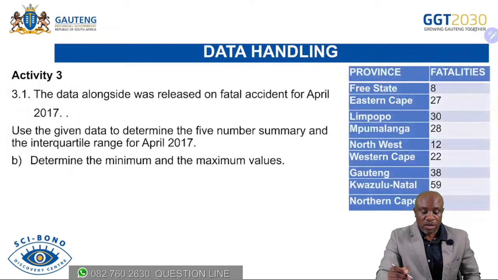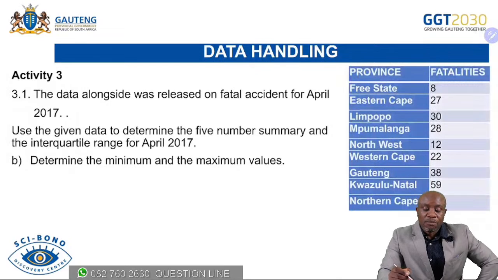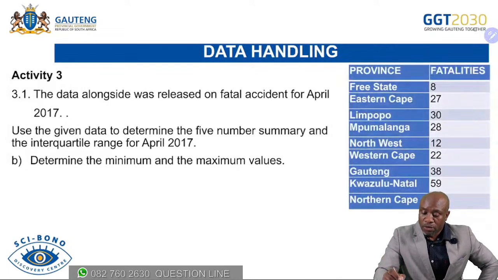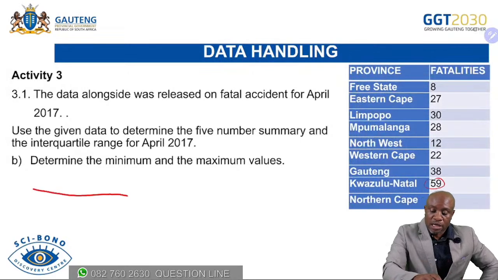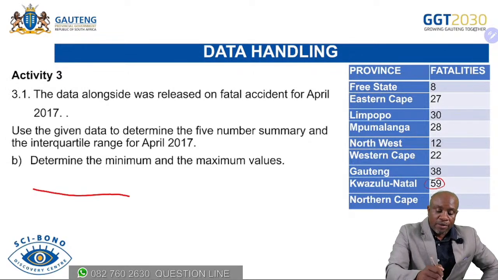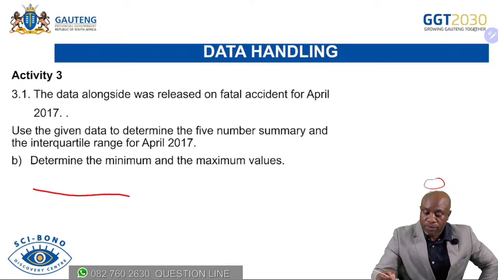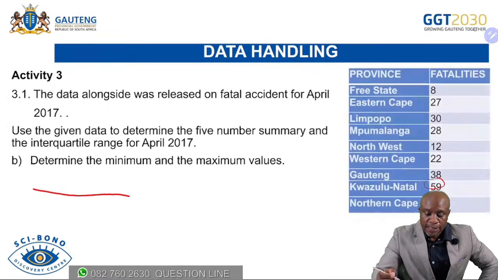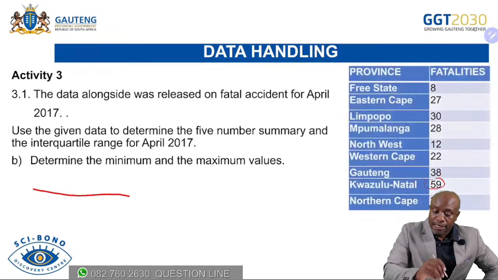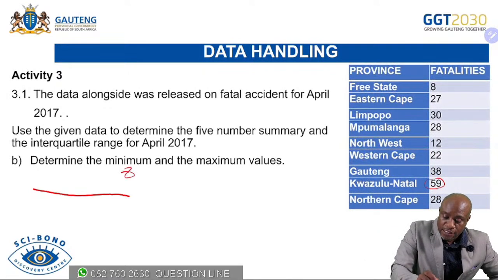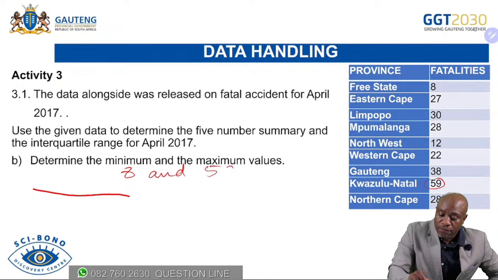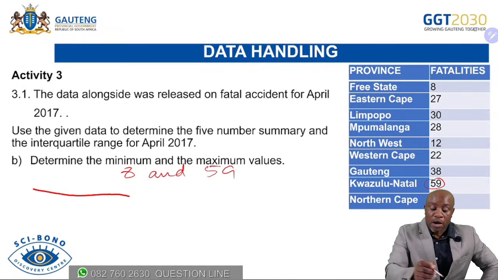Now, what's the question? The next question is determine the maximum and the minimum. So the maximum, we all saw, it's a 59, because our numbers, remember, are now arranged in order. Right, the 59. And the smallest is 8. So the minimum is 8, and the maximum is 59. So those are our two values.